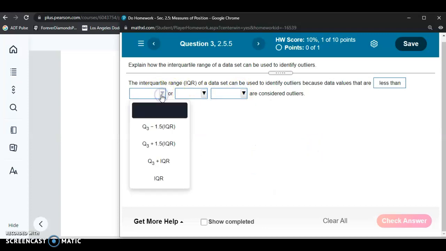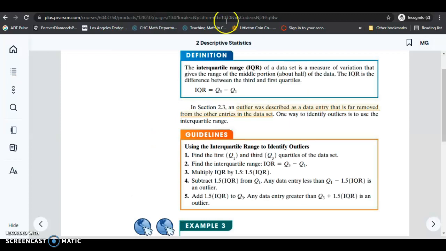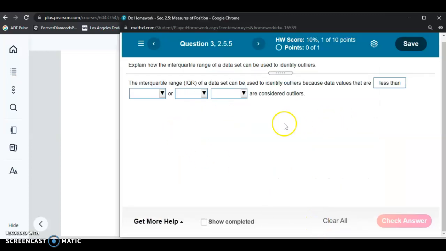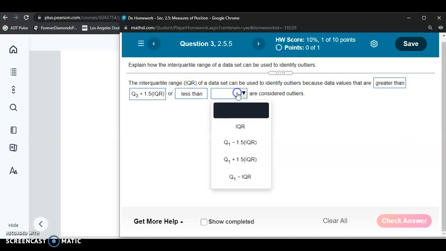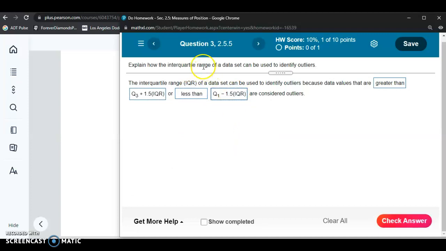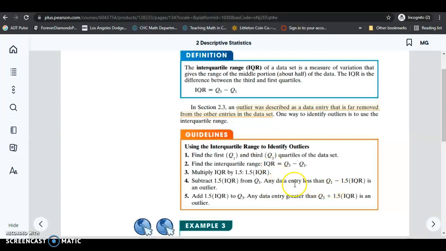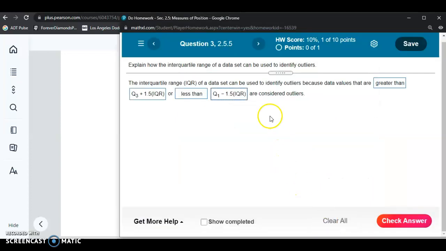Remember, the book said that any data values greater than Q3 plus 1.5 times the IQR are going to be outliers, so we have to change this to greater than. So greater than Q3 plus 1.5 times the IQR, or less than Q1 minus 1.5 times the IQR. That's also what it said in the book. Any data value that's less than this is also an outlier. And that's how we can complete question number 3.